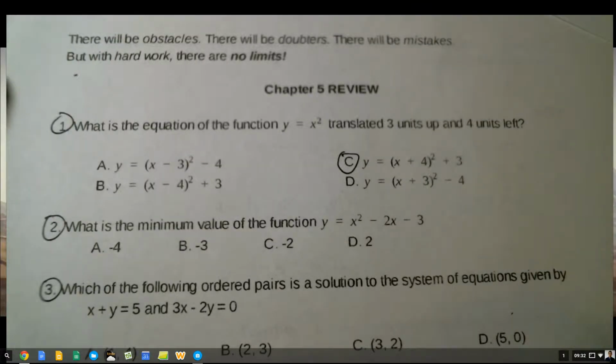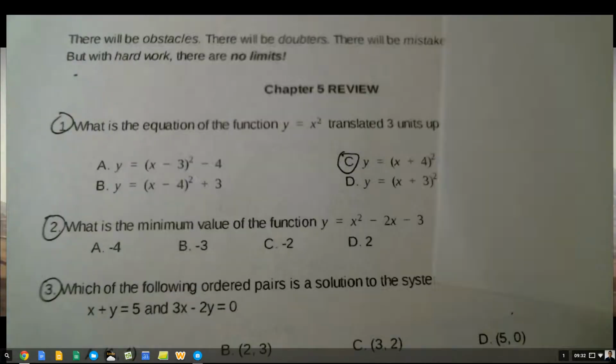So number 2, find the minimum value of the function y is equal to x squared minus 2x minus 3. Okay, let's start with that. So we have the function y equals x squared minus 2x minus 3. And we want to find the minimum value.